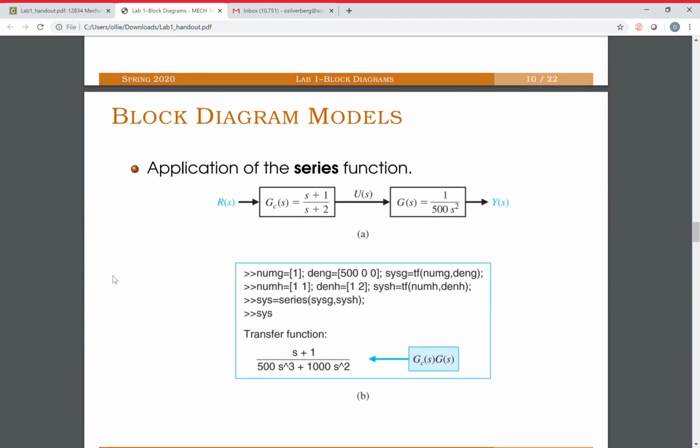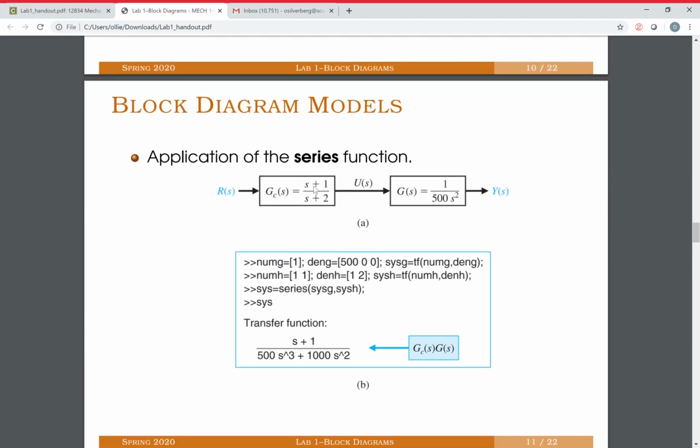So let's do an example. So our first system is going to be s plus 1 over s plus 2. Our second system is going to be 1 over 500 s squared. And so we specify, right, we make those transfer functions just as we've been doing before. And in MATLAB we can make the equivalent system using the series function with the two inputs, right? We get our transfer function.